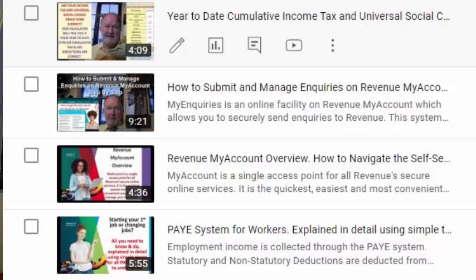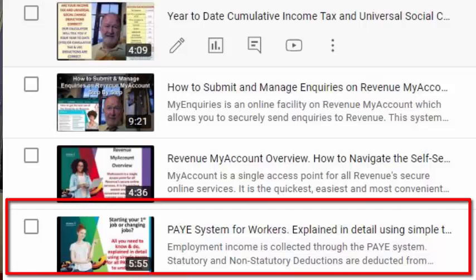A tax rate band is the amount of income which will be taxed at a particular percentage rate. The current 2024 tax rates are 20% and 40%. A portion of income is taxed at 20% and the remainder will be taxed at 40%. So, in brief, your standard rate cut-off point is the amount you can earn before you start paying the higher rate of tax. Learn more about how your income tax is calculated, explained in detail using simple terms for all PAYE workers to understand, in our video called PAYE System for Workers.